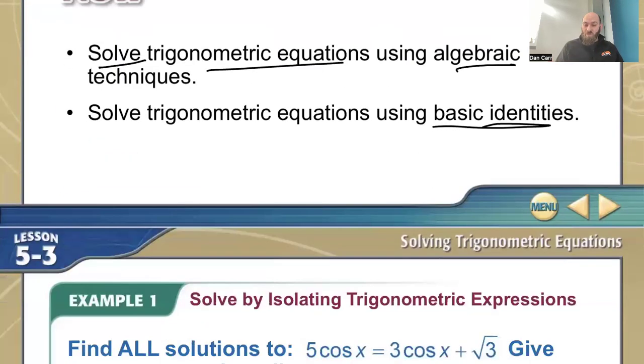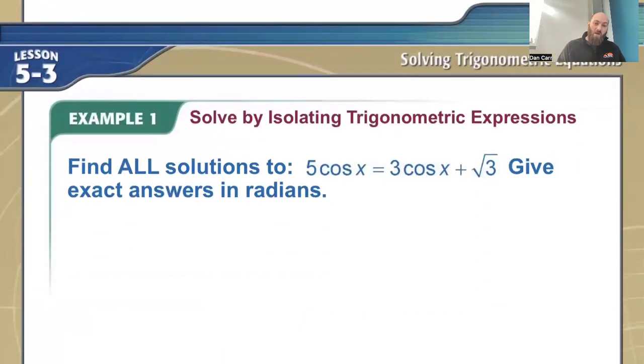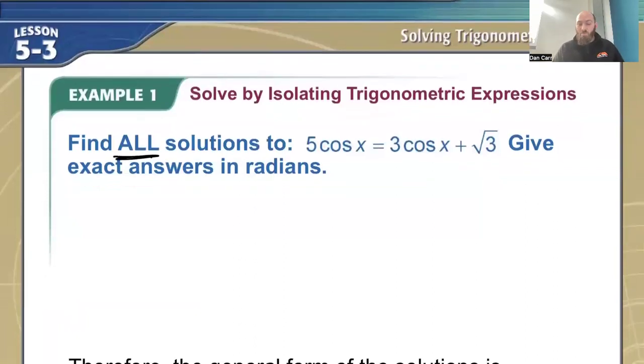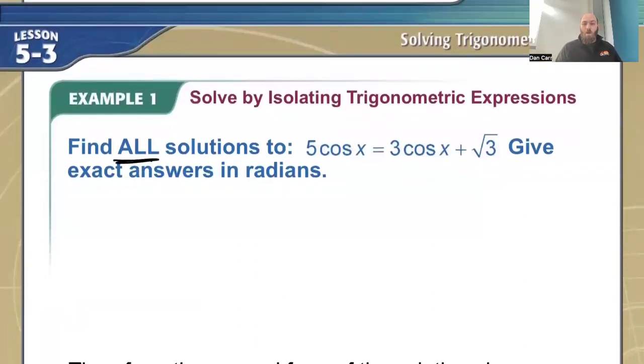So what does it mean when I talk about solving? So here's one example here. Find all solutions to 5 times the cosine of x equals 3 cosine of x plus the square root of 3. Give exact answers in radians. Okay, so we're going to get practice with our radians here.